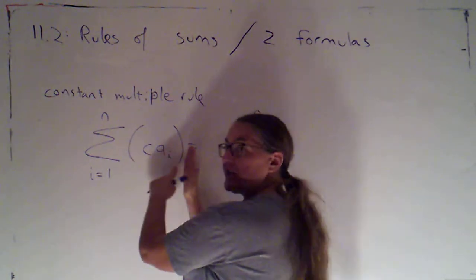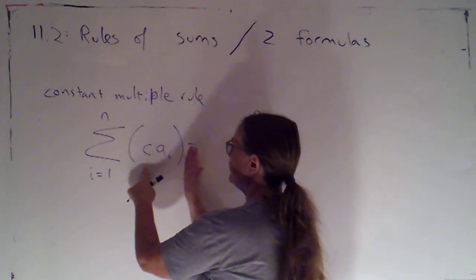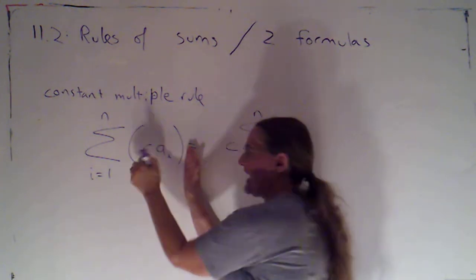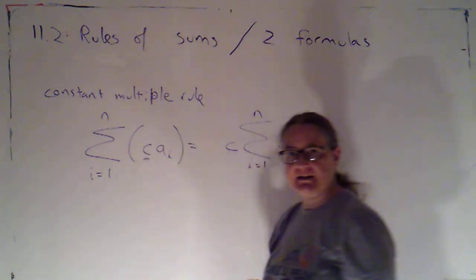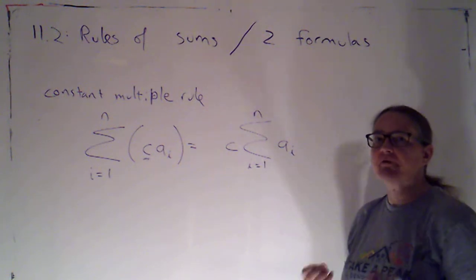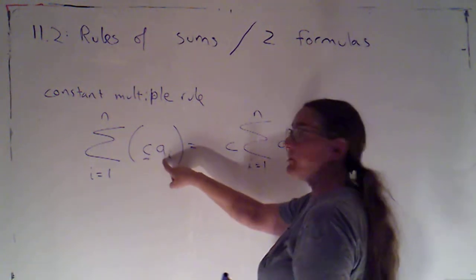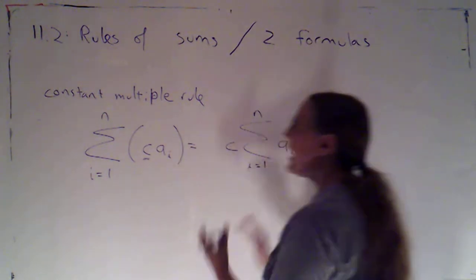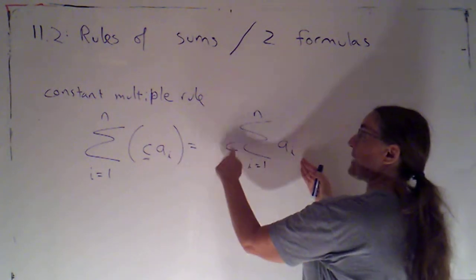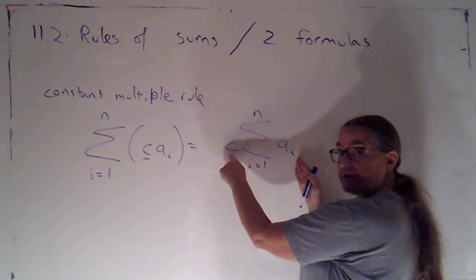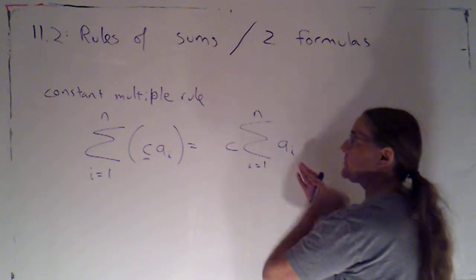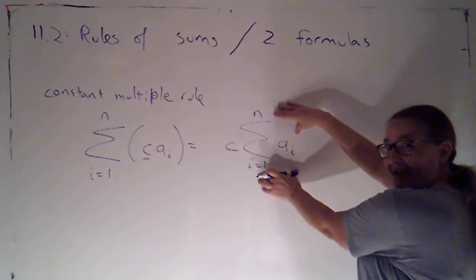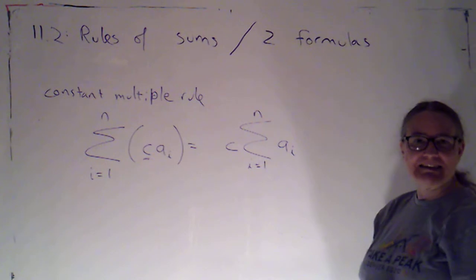But if I look at my terms, there's this constant c that doesn't depend on i. That same number c is showing up in each and every one of my terms, being multiplied by this other part that does depend on i. And what this says is that you can factor out that constant. If the same constant occurs in all of the terms, you can factor it out, add up the a parts, and then multiply by c at the end.